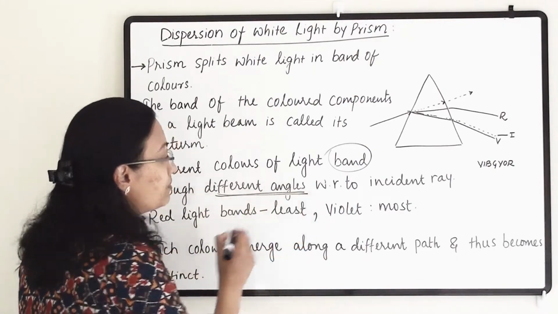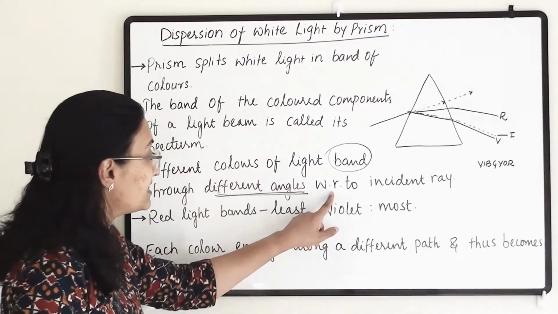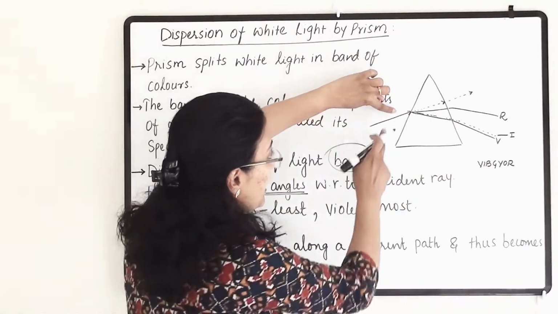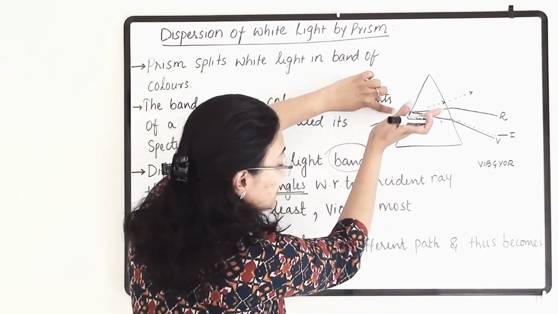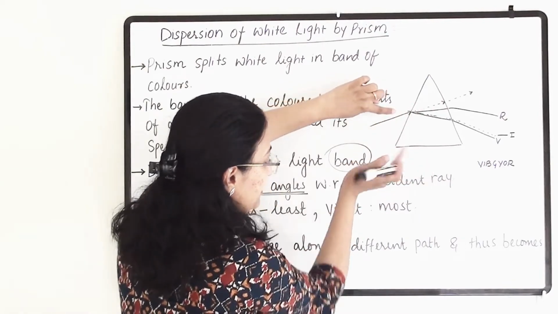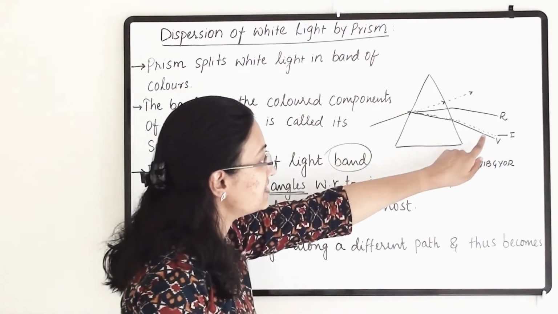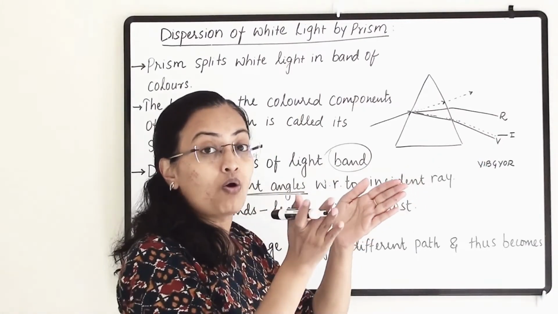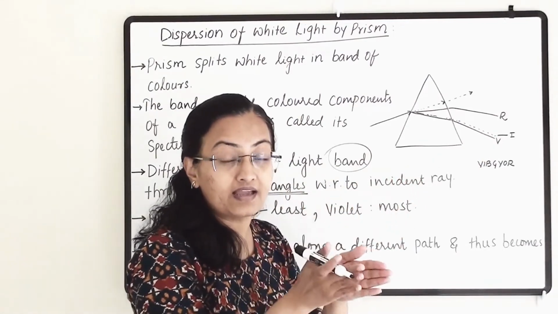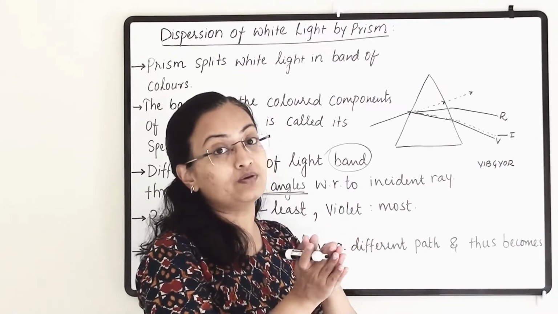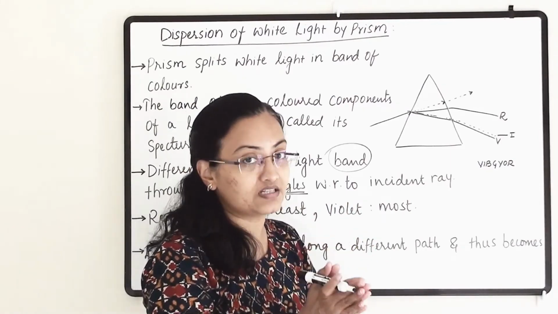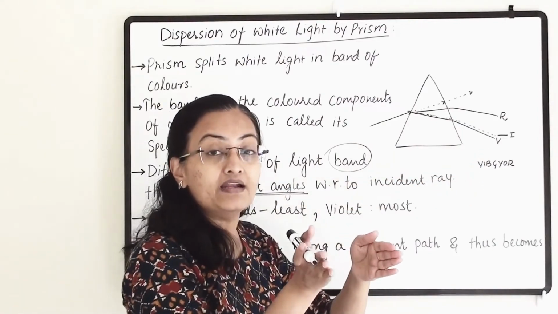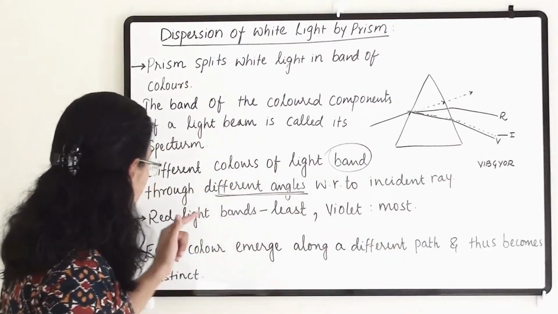They all will bend through different angles, and that is with respect to the incident ray. This is our incident ray, and with respect to the incident ray, they all will bend differently. And that's why we will get here 7 different colors distinctly. Otherwise, if they all are bending at one angle, again they all get mixed and we will get white light. That is not happening here because they all will bend at different angles.